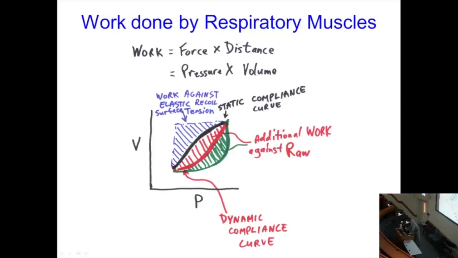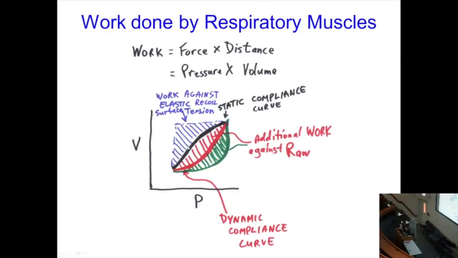So to inflate the lung from this position up to this volume, we do work against elastic recoil and surface tension, roughly equivalent to this blue hashed area. So it takes a certain amount of work to inflate the lungs, and we're working against elastic recoil of the lungs, the chest wall, and surface tension.